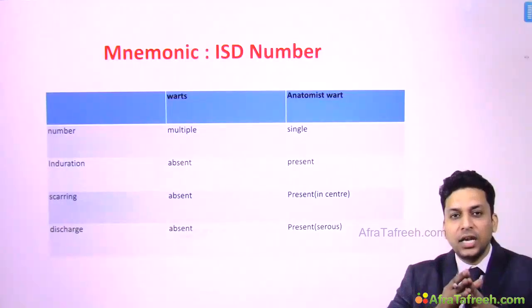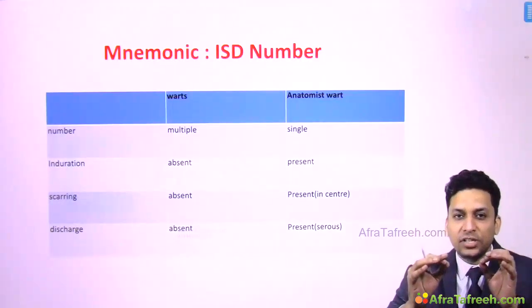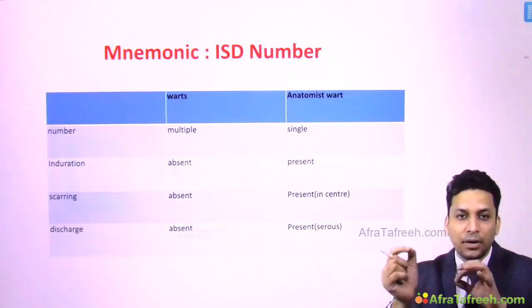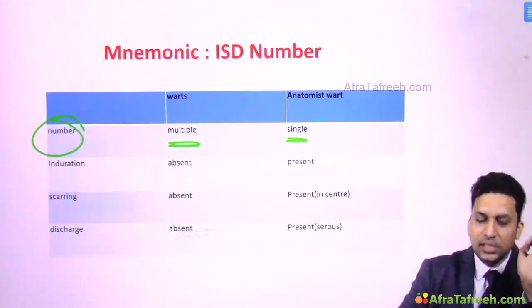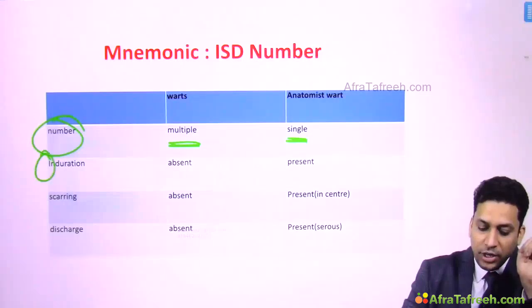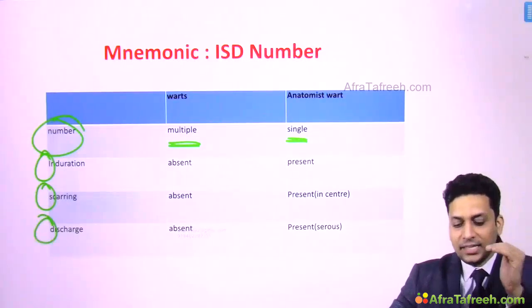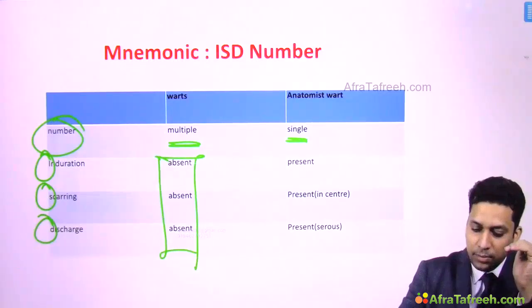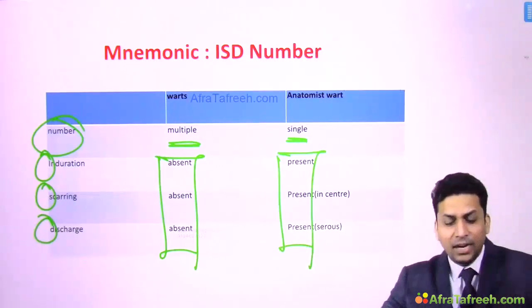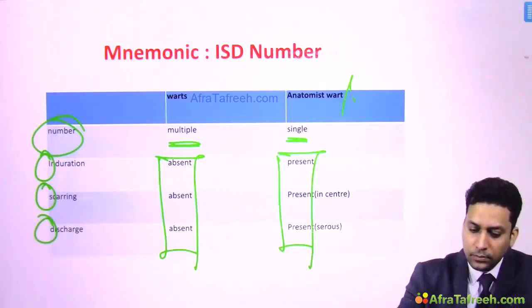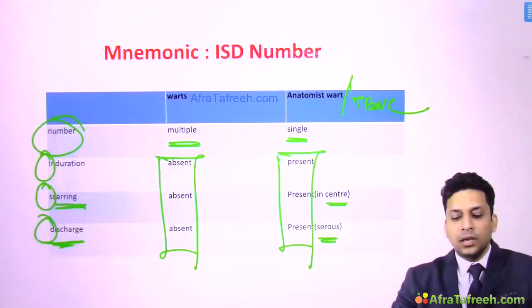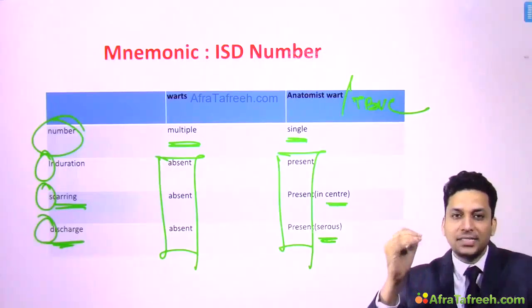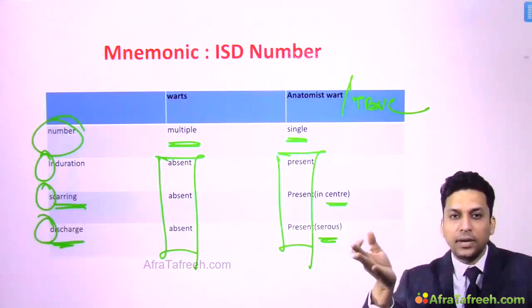So how to differentiate? There is a very simple mnemonic which will help you differentiate these two lesions, that is ISD number. First of all, count them. Number: warts are multiple, anatomist wart is single. Then ISD stands for induration, scarring and discharge. Look for ISD, which is absent in warts but present in anatomist wart, that is TBVC. This scarring is generally central and this discharge is generally serous. So this is a very simple mnemonic to remember, ISD number. This will help you differentiate warts from anatomist wart.